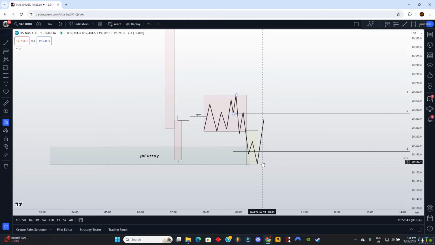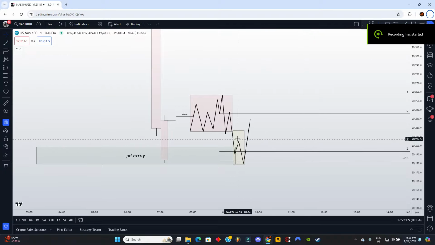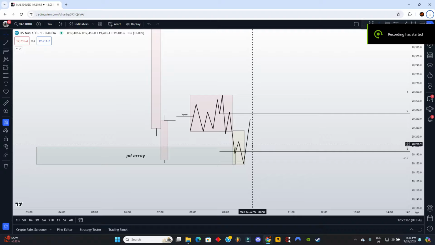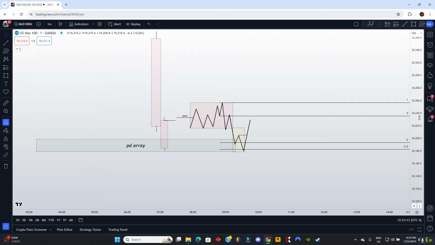Now, we will not be confirmed about our bias unless we get a market structure shift to the upside. So over here, you can see we got a market structure shift. Now, once you get the market structure shift, that is going to confirm that we are now going to distribute towards the upside. Now you might ask, how do we actually measure the distribution? Where is the distribution going to end? And it is very simple.